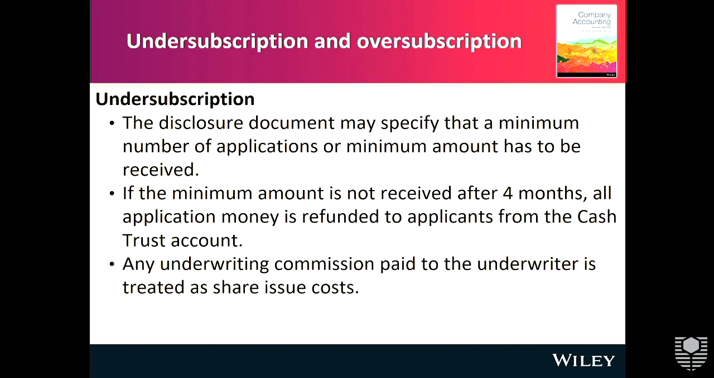Pretty straightforward. Where we have an under subscription, the disclosure document may specify that a minimum number of applications or a minimum amount has to be received. You generally find that there are legal requirements for minimum subscriptions, so it's actually quite high. It depends on the nature of the business and the number of shares you're issuing to determine what that minimum is. A lot of IPOs will say they want it 90% subscribed, but that depends on whether it's fully paid or partly paid.